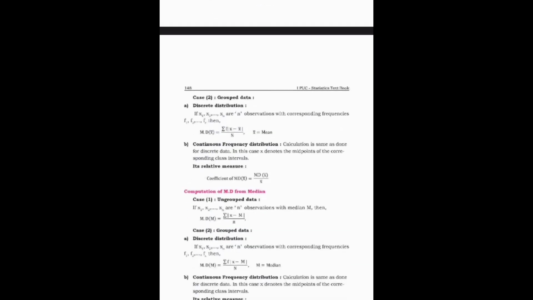For tabulated data, MD of x bar equals summation of f into absolute x minus x bar divided by capital N. The relative measure, the coefficient of MD of x bar, equals MD of x bar divided by x bar. Don't take n here, don't get confused. This is the relative measure of the mean deviation from mean.